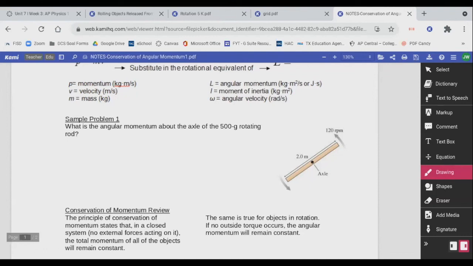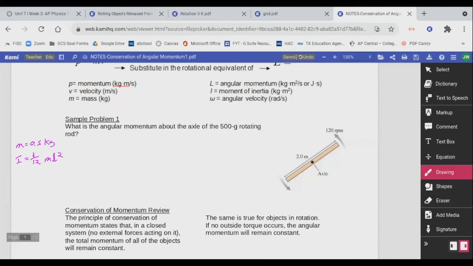Okay, 500 grams means mass is equal to 0.5 kilograms when I make the conversion. It tells us that it's an axle rotating at the center, so I know I is equal to 1/12 mr squared. What else do we know? It's not mr squared, it's ml squared. Sorry, let me fix that. I'm so used to doing mr squared today, I want to make everything mr squared. So I've got I equals 1/12 ml squared.